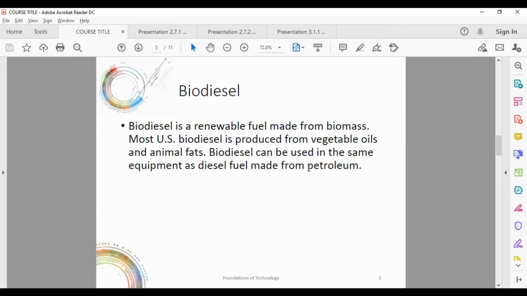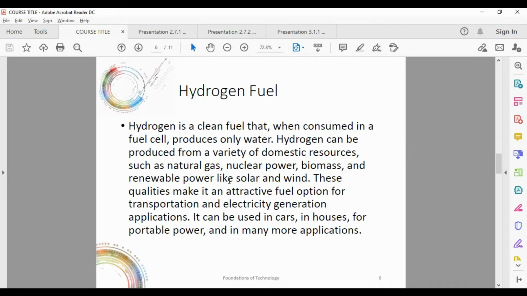A lot of what we're talking about here is non-petroleum based. So, petroleum takes millions of years to make. So we're talking about stuff that can be made in substantially less time.